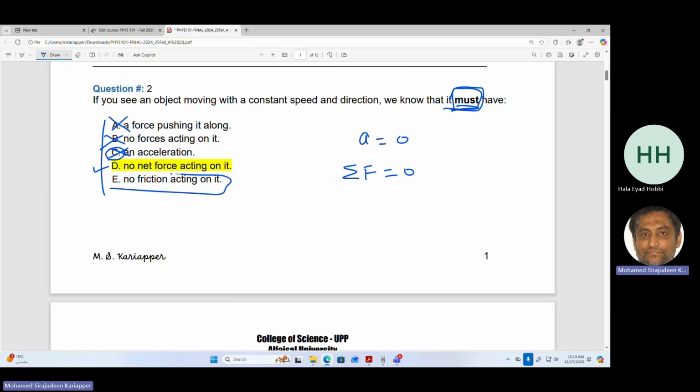No friction acting on it. I mean, there may be friction, there may not be friction. That's not a condition for it to have a constant velocity. So that is eliminated.